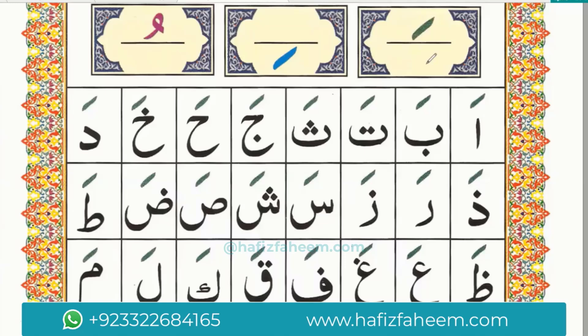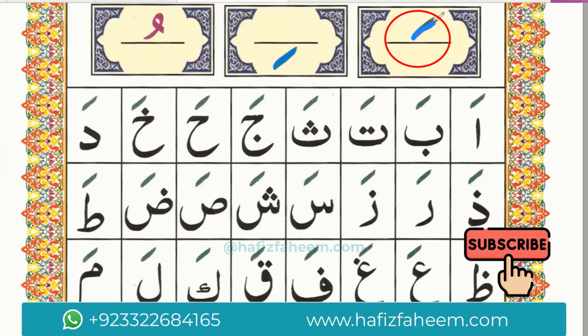This lesson is very important. In this lesson, we will learn three different harakat, three different movements. Okay, three, you can say vowels. In Arabic, we say harakat. In English, we say movements. So these are three symbols.